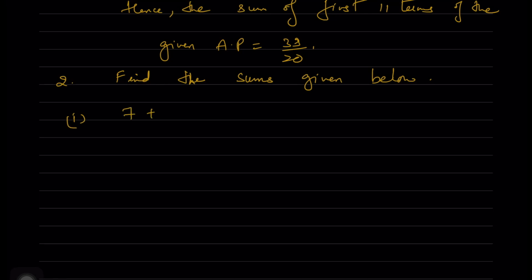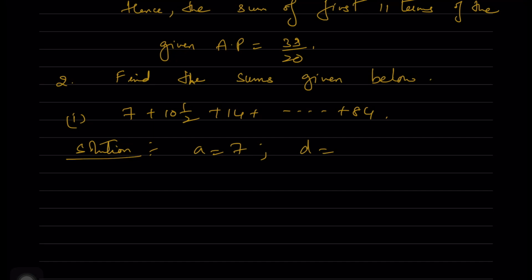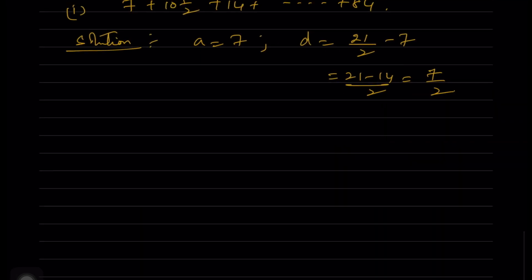First one: 7 plus 10 1/2 plus 14 plus so on plus 84. So the solution for this: a is equal to 7, d is equal to 21/2 minus 7, which is equal to (21 minus 14)/2, which is equal to 7/2. We are also given the last term, that is an is equal to 84.